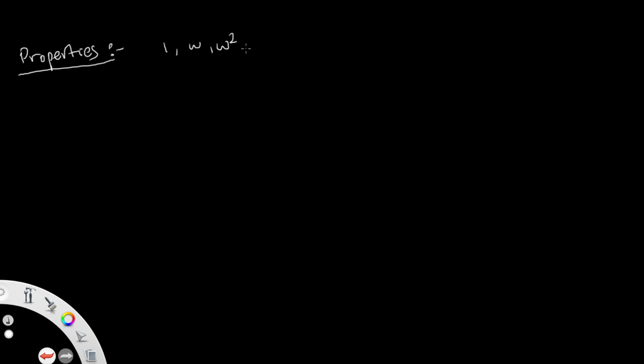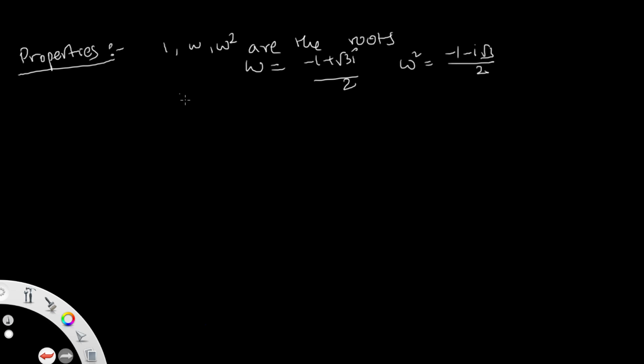So these are the roots, whereas omega is taken as minus 1 plus root 3i by 2, and omega square is minus 1 minus i root 3 by 2. The first property is that 1 is a real root, and both omega and omega square are conjugate complex numbers. Conjugate means a plus ib and similarly a minus ib, both are conjugates. So 1 is a real number, and omega and omega square are conjugate complex numbers.